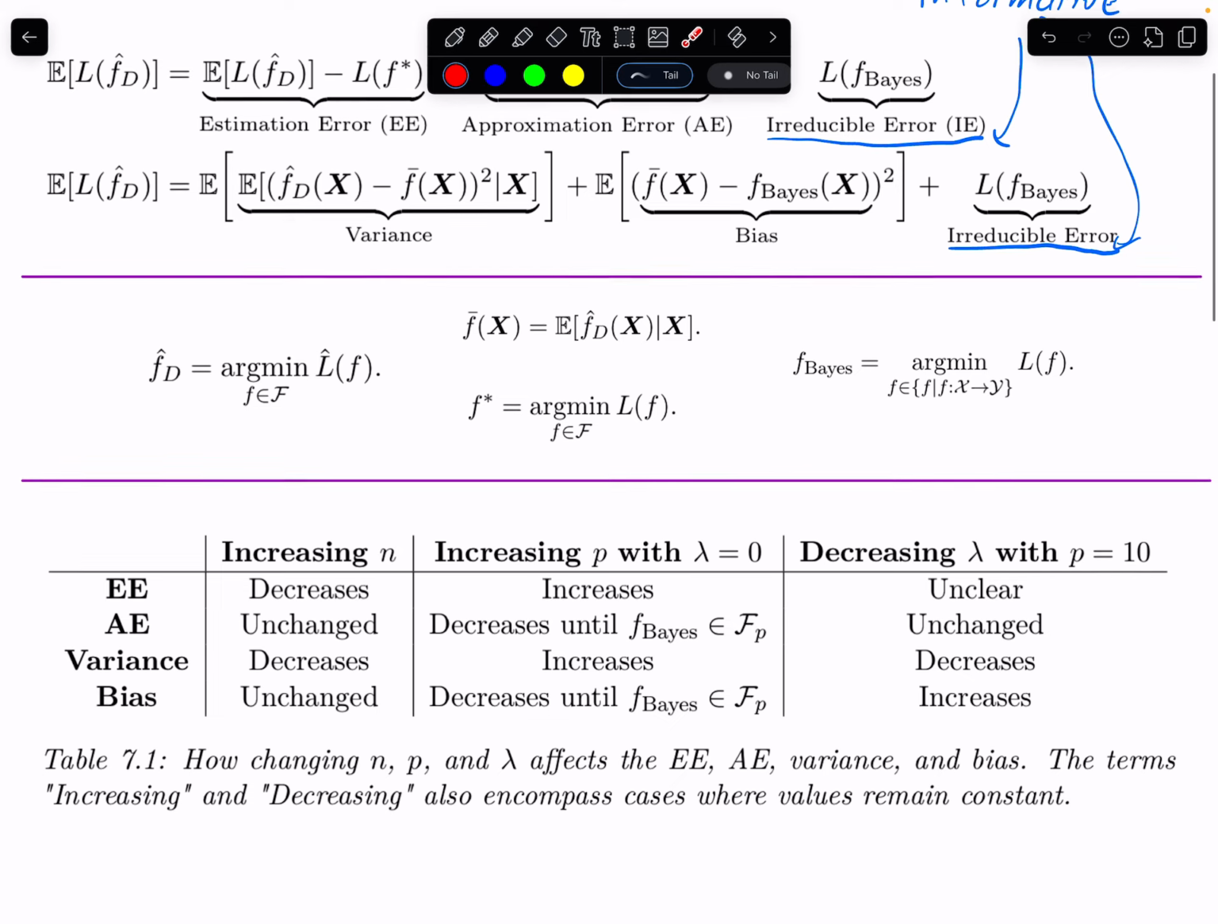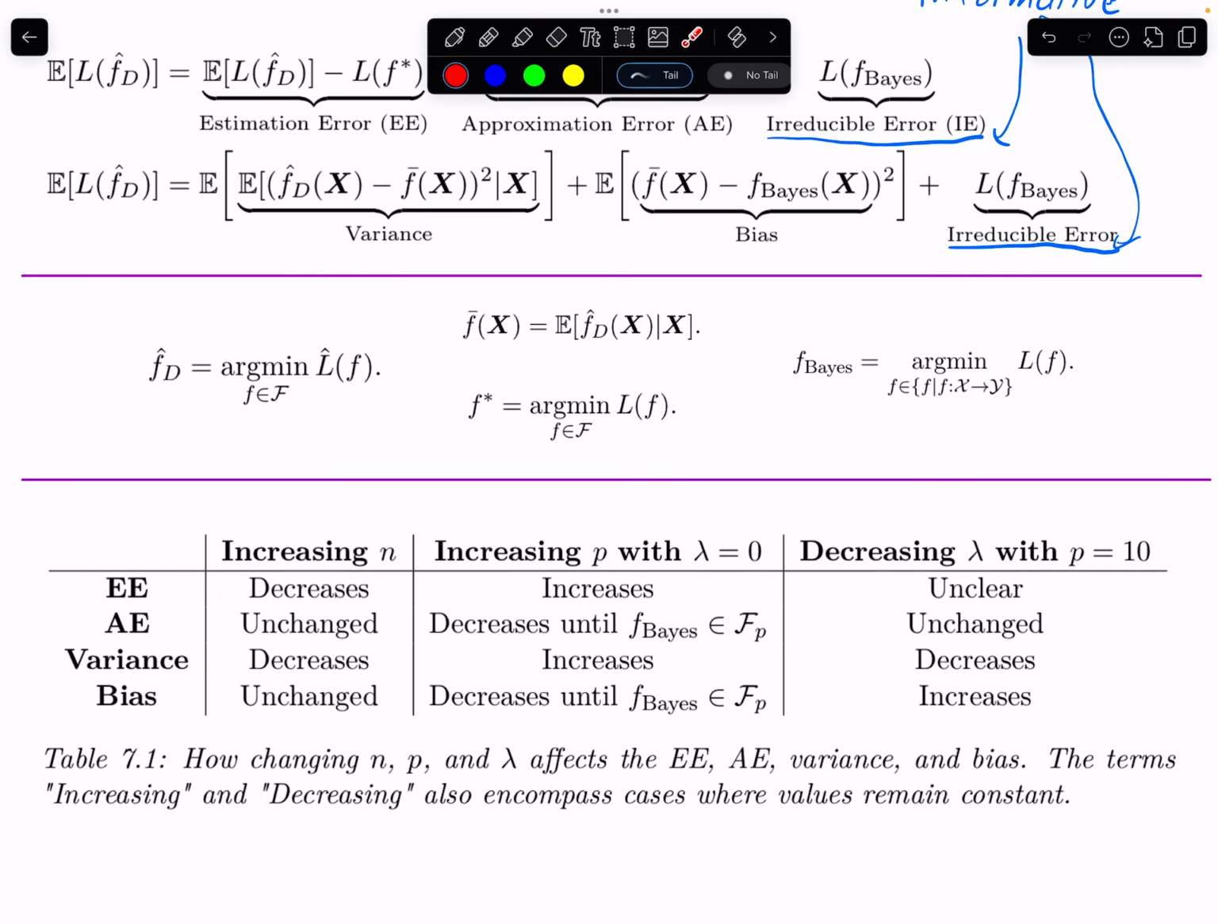Okay, and really there's only three objects that we can modify to affect these four pieces of error. Those three objects are the size of the dataset n, the degree of the polynomial function class p, this polynomial function class F_p, and then the regularization parameter lambda. Okay, so let's go down each of these columns and discuss what happens when we modify each one of these three objects or parameters.